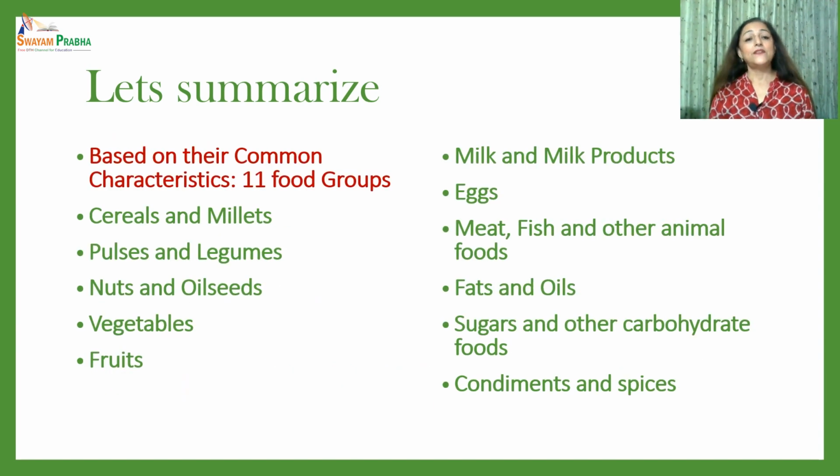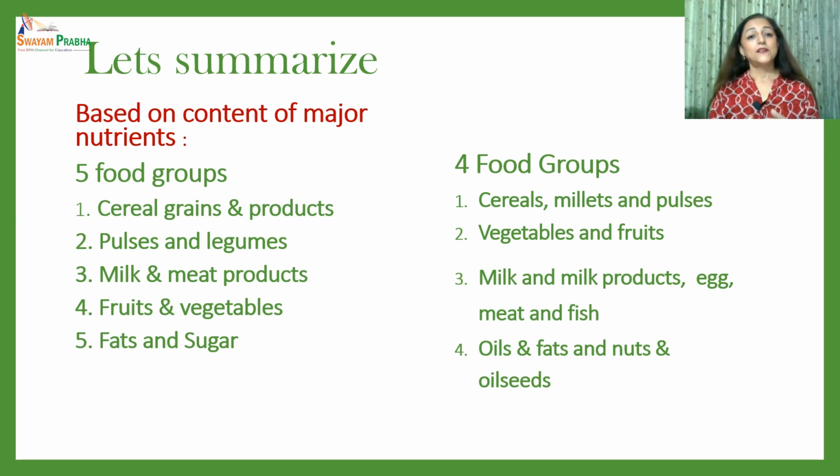Then we studied that the second categorization could be based on their common characteristics, and we divided food into 11 food groups: cereals and millets, pulses and legumes, nuts and oil seeds, vegetables, fruits, milk and milk products, eggs, meat, fish and other animal foods, fats and oils, sugars and other carbohydrate foods, condiments and spices. Lastly, we studied the food groups which are based on the content of major nutrients. Under this category, we can divide foods into either 5 groups or 4 groups.